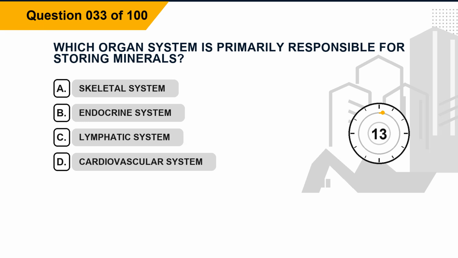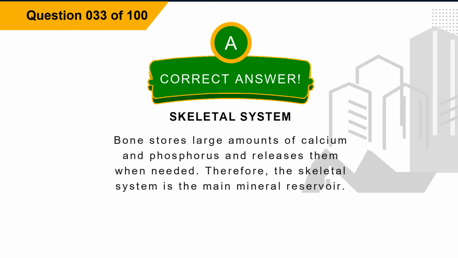Question 33. Which organ system is primarily responsible for storing minerals? Option A, skeletal system. Option B, endocrine system. Option C, lymphatic system. Option D, cardiovascular system. The correct answer is option A, skeletal system. Explanation. Bone stores large amounts of calcium and phosphorus and releases them when needed. Therefore, the skeletal system is the main mineral reservoir.